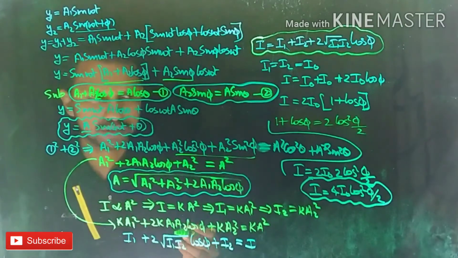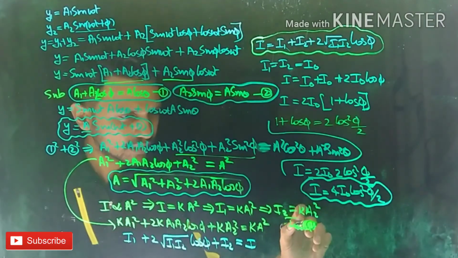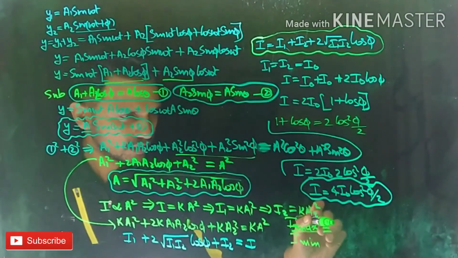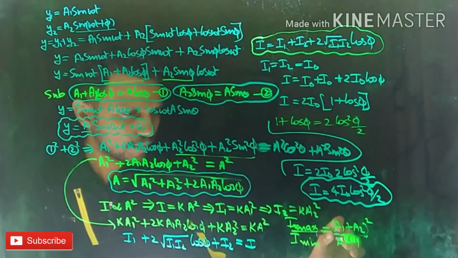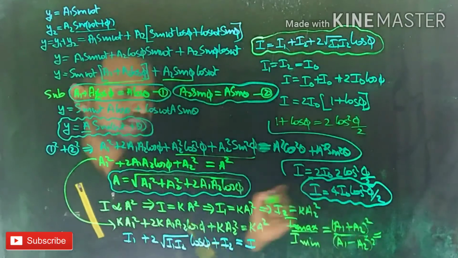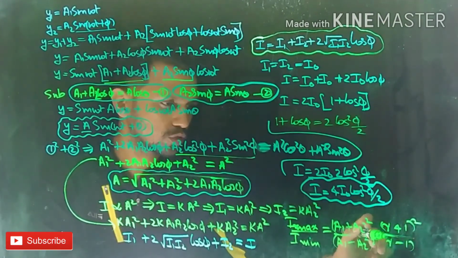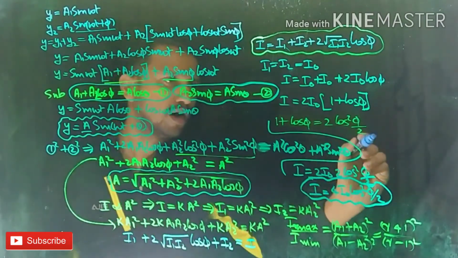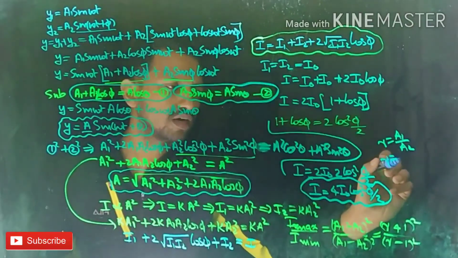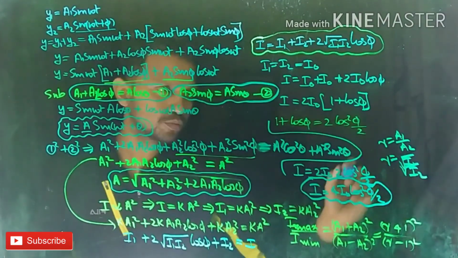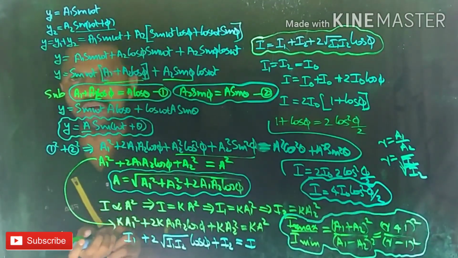For problem solving, we have to learn one more relation: maximum intensity divided by minimum intensity is equal to (A1 + A2)² divided by (A1 − A2)², and that is equal to (R + 1)² divided by (R − 1)², where R = A1/A2, that is the ratio of amplitudes, or we can write R = √(I1/I2). Remember this expression also. It is useful in mathematical calculations. Hope you have understood this. Thank you.